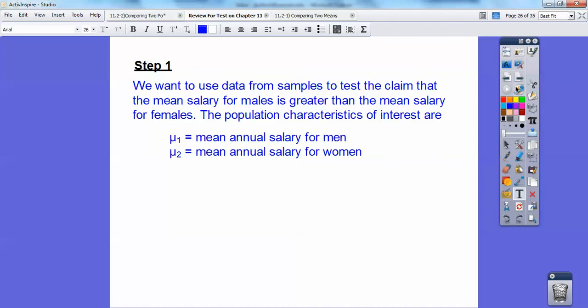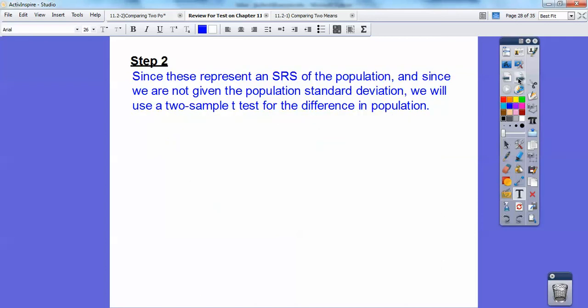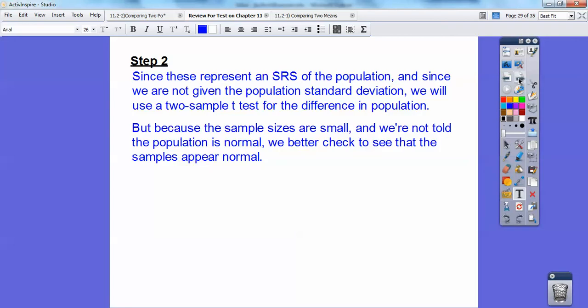So this is a two-sample statistics problem. My null hypothesis is that the means are equal, that there's no change. And my alternative is that the men's mean is greater than the women's. So we're going to go ahead and test that. Since these represent an SRS of the population, and since we're not given the population standard deviation, we're going to do a two-sample t-test for the difference in the population means. But because the sample sizes are small and we're not told the population is normal, we better check to see that these samples appear normal.